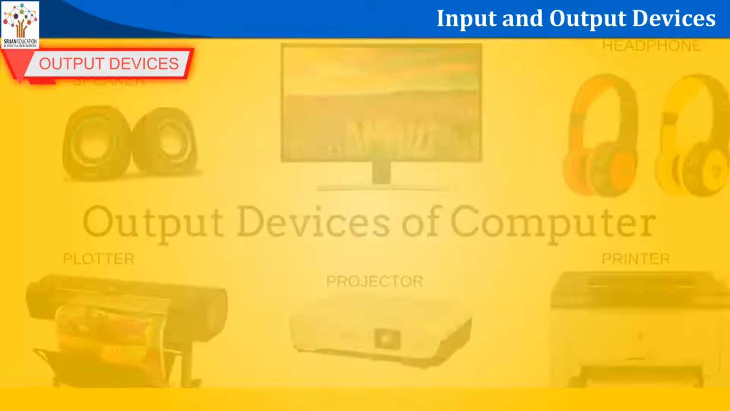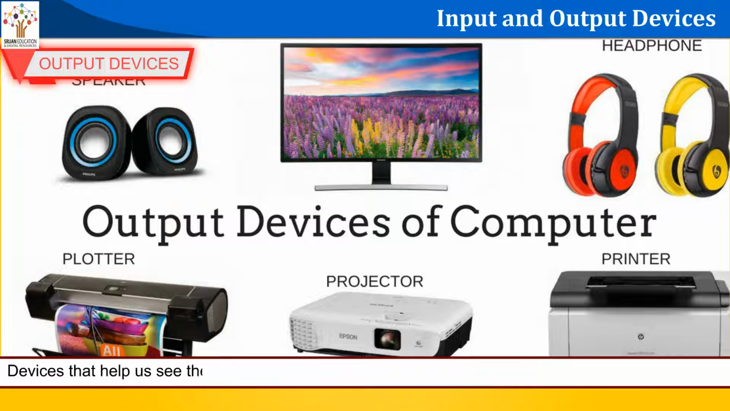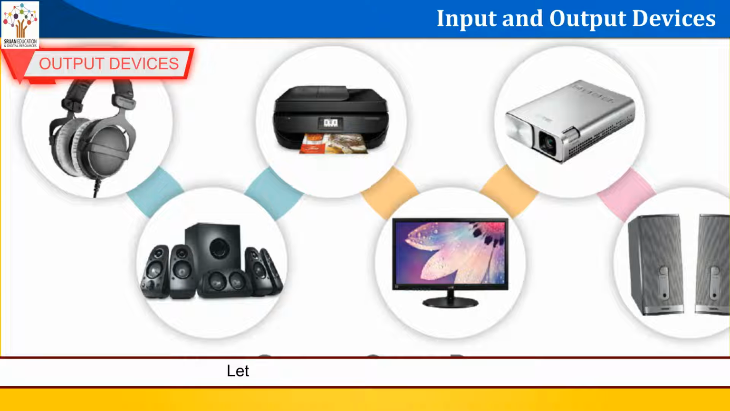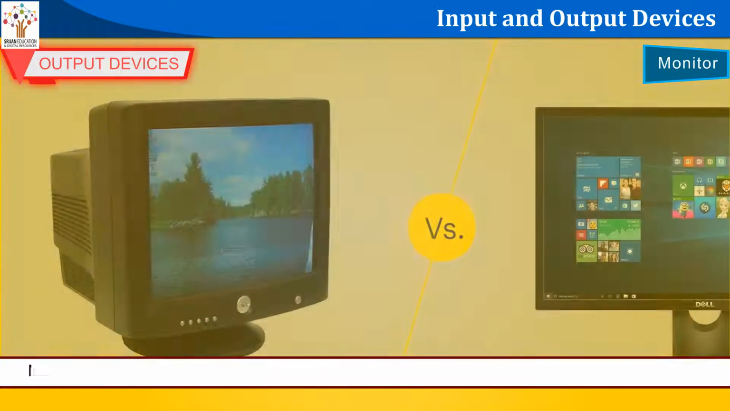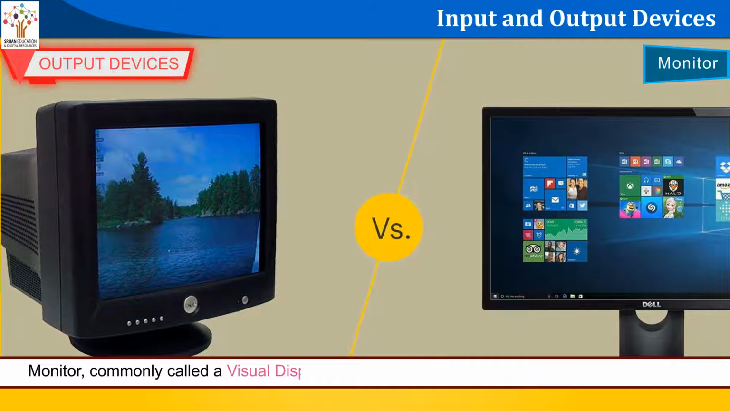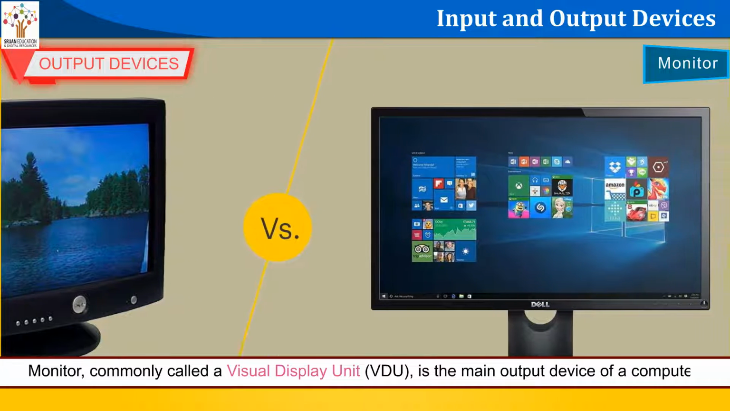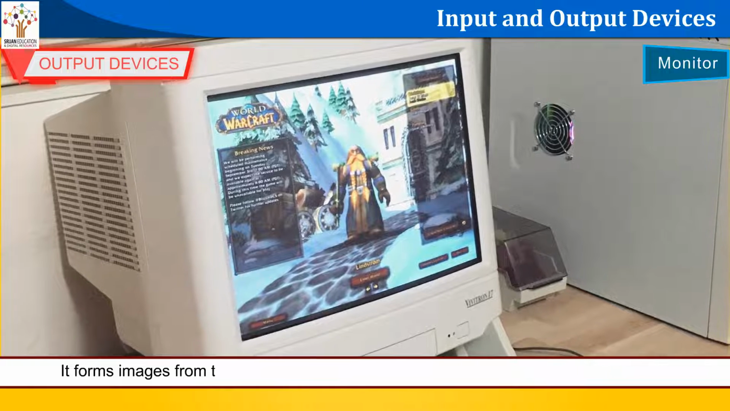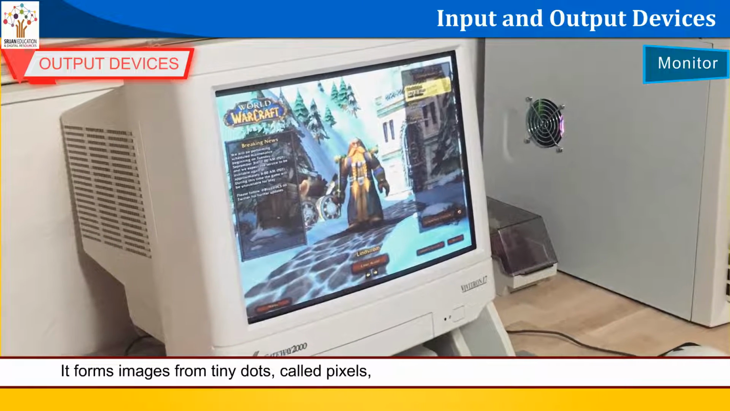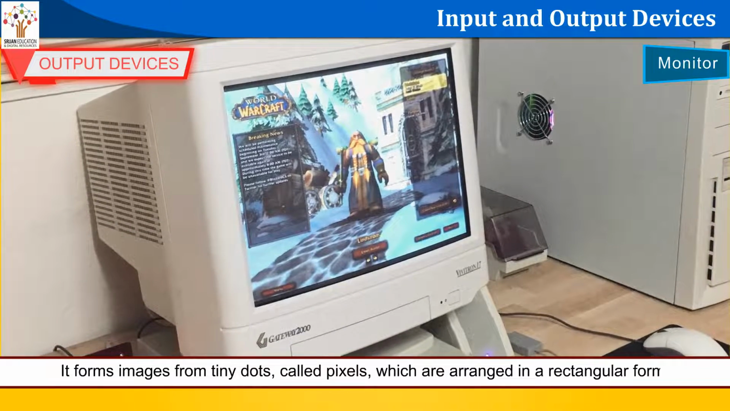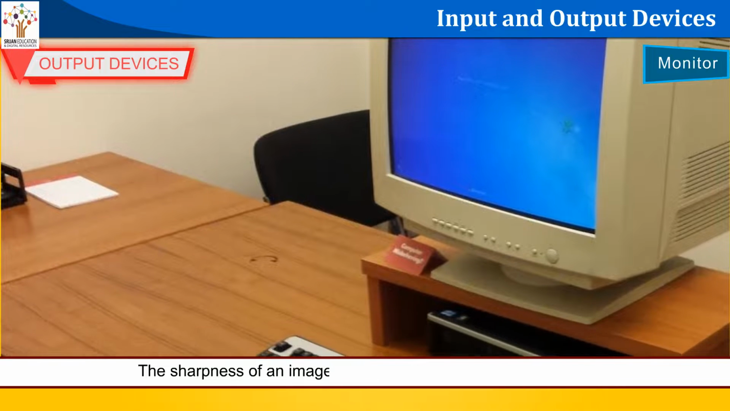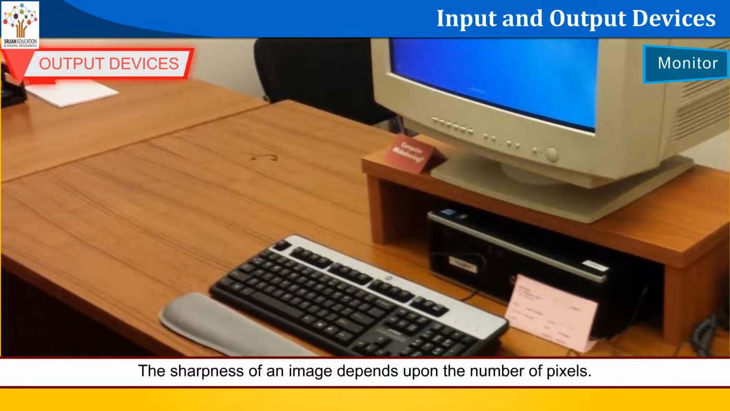Output devices. Devices that help us see the result of the input entered into a computer are known as output devices. Let us learn more about these devices. Monitor. Monitor, commonly called a visual display unit, VDU, is the main output device of a computer. It forms images from tiny dots called pixels, which are arranged in a rectangular form. The sharpness of an image depends upon the number of pixels.